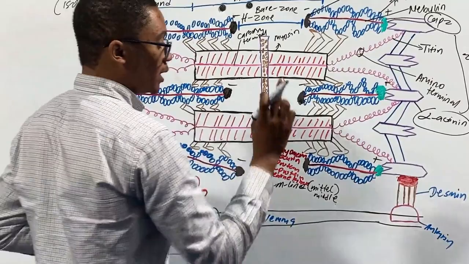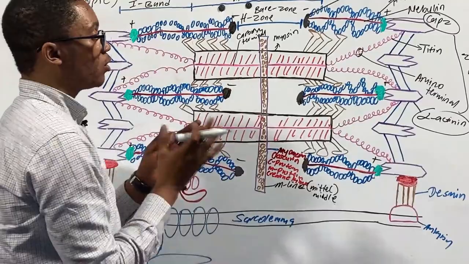And I said desmin, with the aid of plectin, holds or anchors the Z discs of different sarcomeres together. It holds them together.